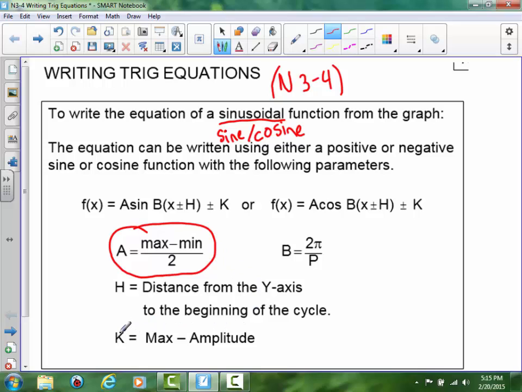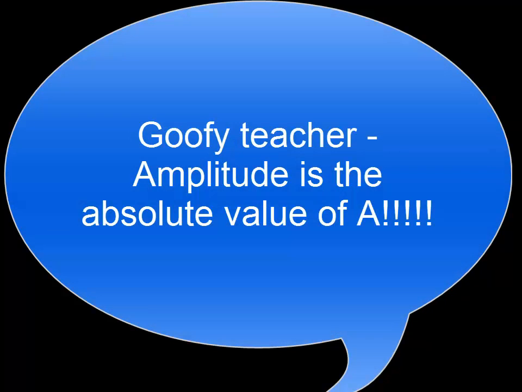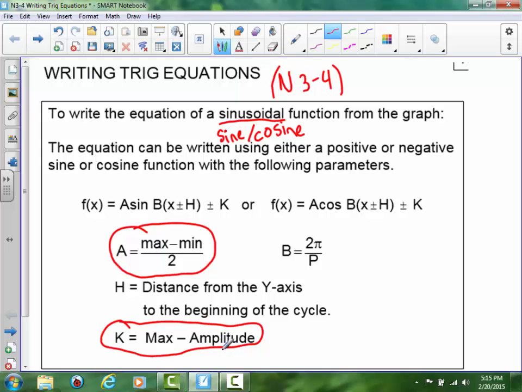All right, and then k, also we hadn't talked about that. Again, we did some counting, but we could find the max value, subtract the amplitude, which remember a is the absolute value of amplitude. Okay. So, and we could find our k value. All right, let's take a look at some graphs.